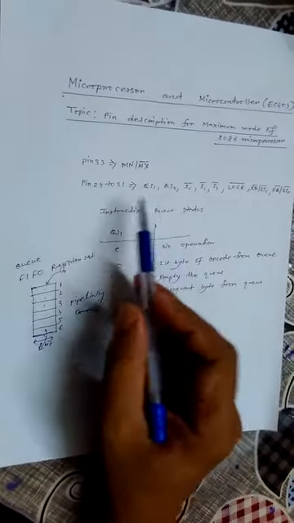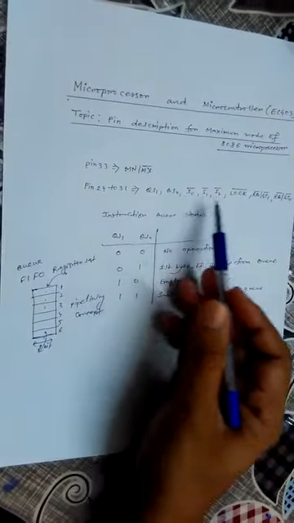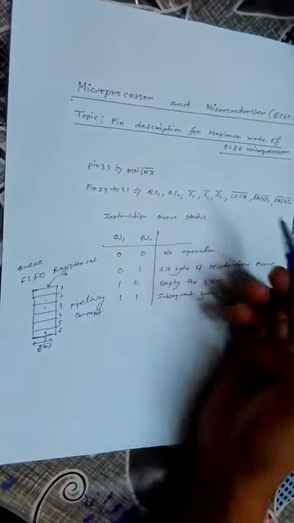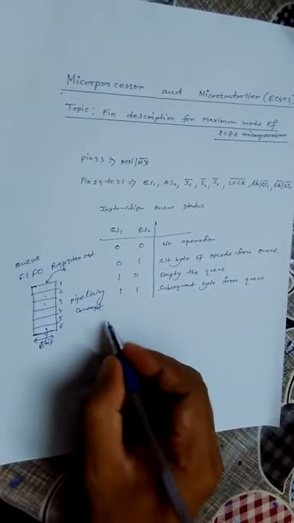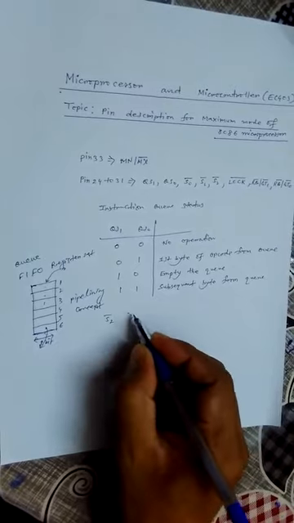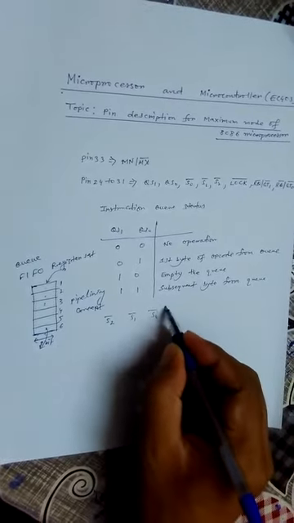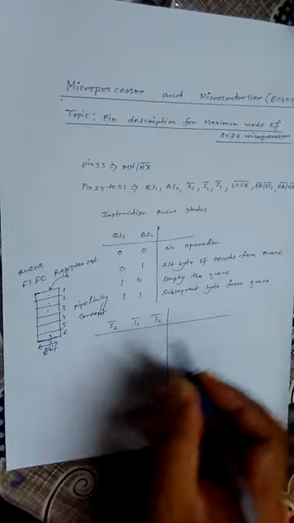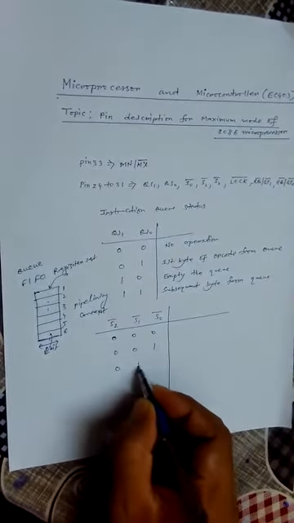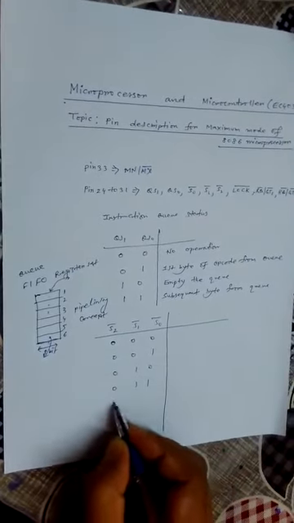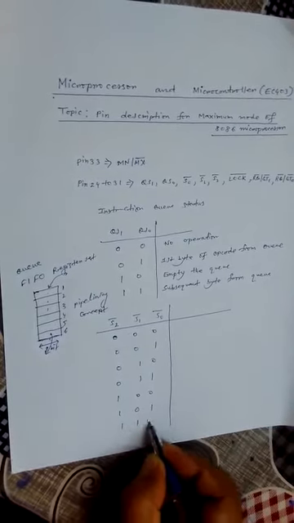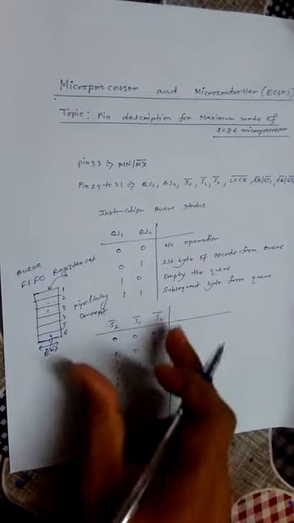Now pin numbers 24 and 25 you understood. Now pins 26, 27, 28, that is S2 bar, S1 bar, S0 bar. We write all the combinations: 000, 001, 010, 011, 100, 101, 110 and 111. You write all the combinations.